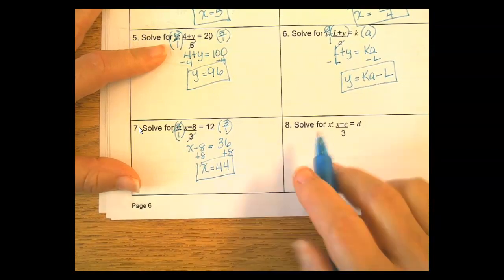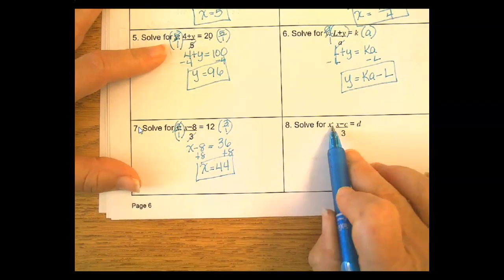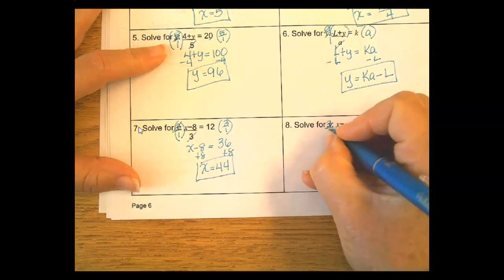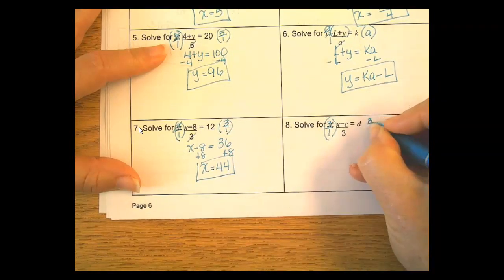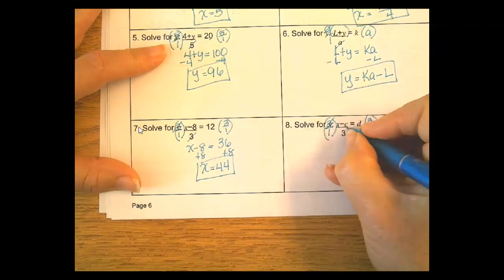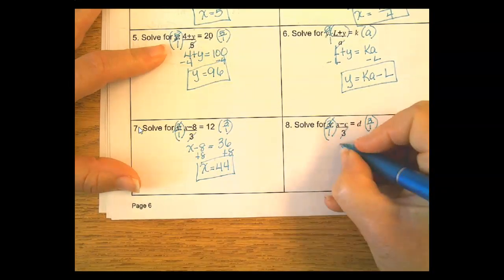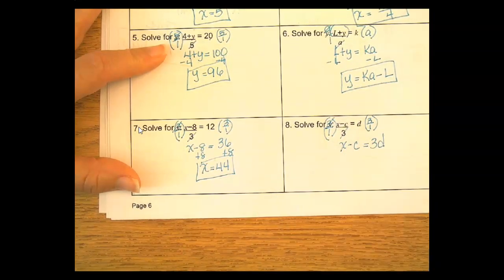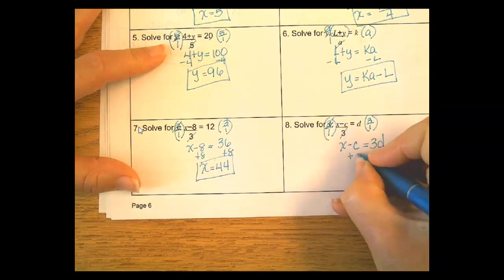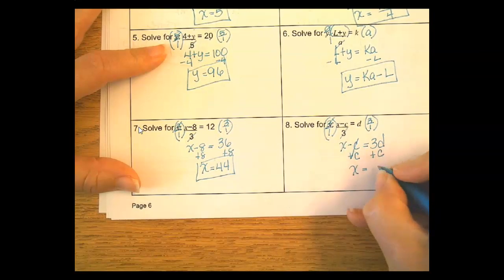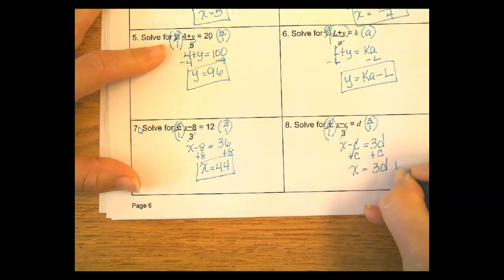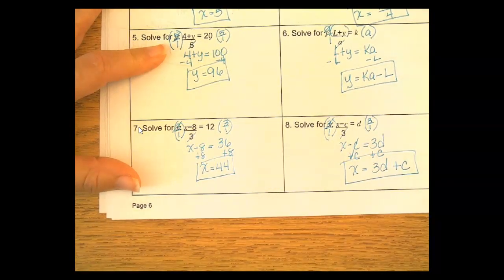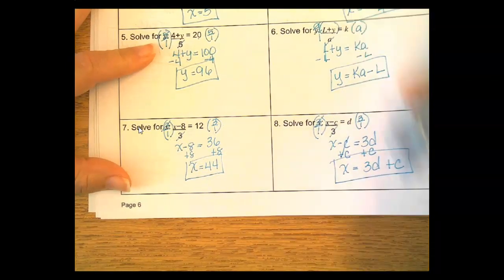How are we going to do that here? Solving for x. Multiply by 3 to both sides, 3 over 1. The 3's cancel out here. I'm left with x minus c is equal to 3 times d. Add c, which cancels that out. So x is equal to 3d plus c. Weird and crazy. Do we have some more?